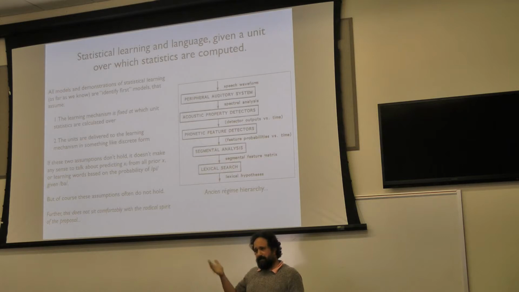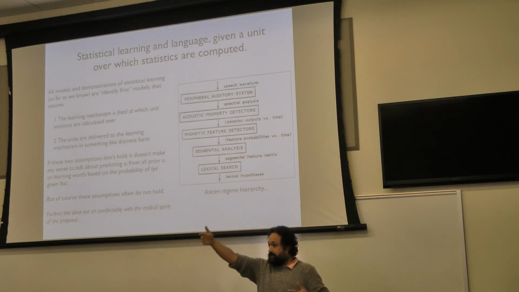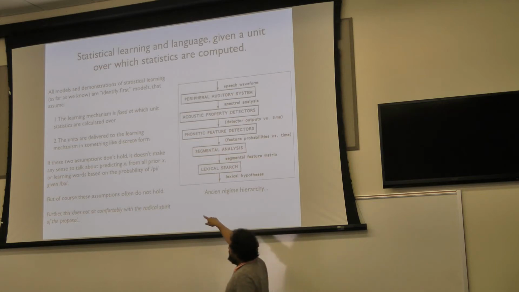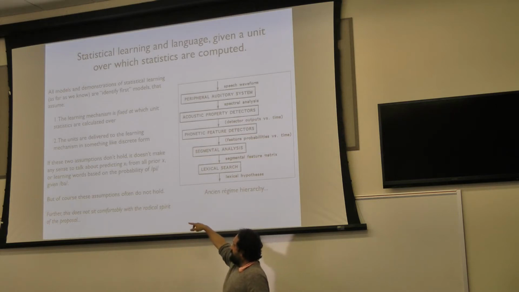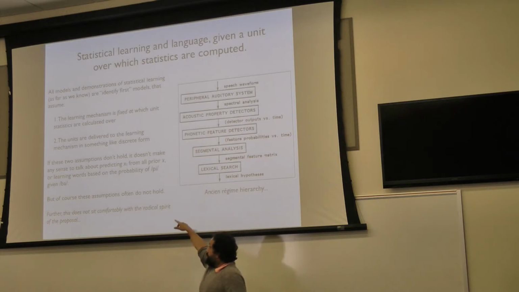This is less of a problem in SRNs because they maintain their context, but you're still predicting, okay, here was syllable X, now I predict the next syllable, right? And the units are delivered to the learning mechanism in something like discrete form, right? So I'm learning about sequences of things. Okay, what are the things that I'm learning sequences of? If these two assumptions don't hold, it doesn't really make any sense to talk about predicting X at P from all prior X, or learning words based on the probability of P given ba, right?